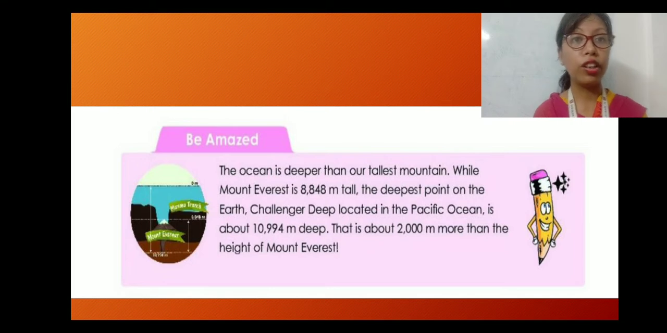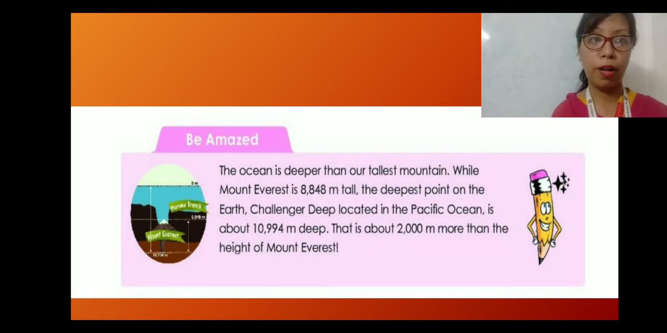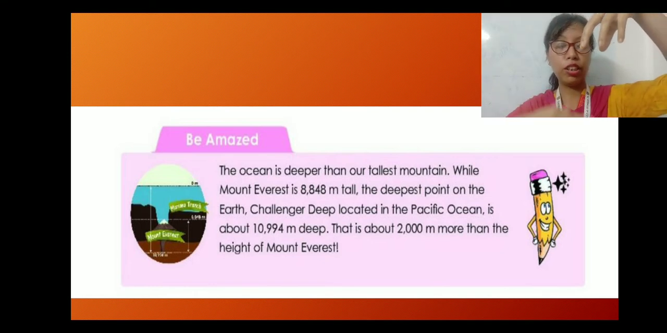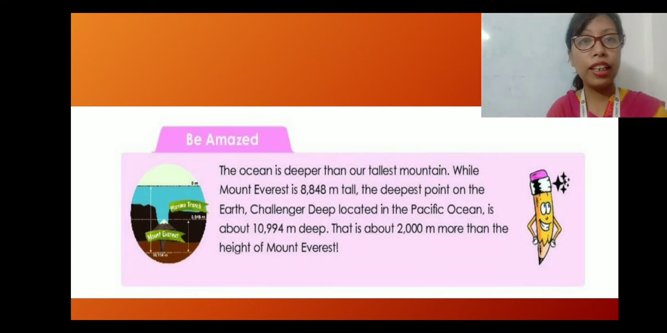Then we come to be amazed. Okay, so we already know the ocean is deeper than our tallest mountain, right? The mountain is here and the ocean is below. Many meters down. The ocean is deeper than our tallest mountain. Mount Everest is 8,848 meters tall. The deepest point on the earth, the Challenger Deep located in the Pacific Ocean, is about 10,994 meters deep. That is about 2,000 more than the height of Mount Everest.